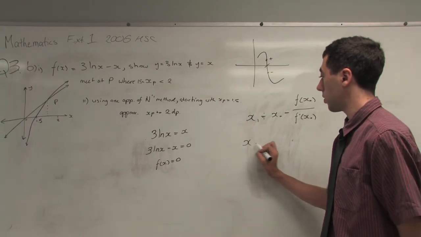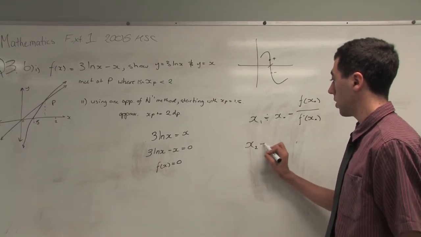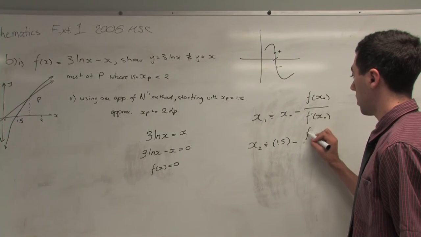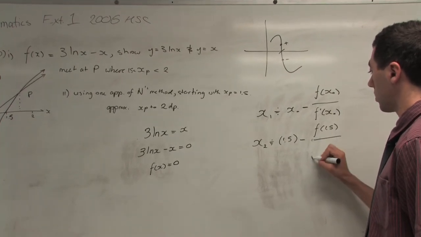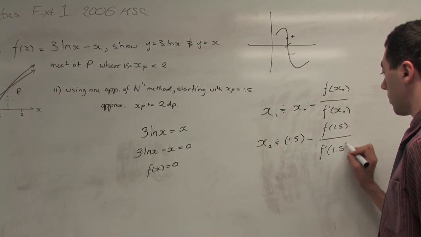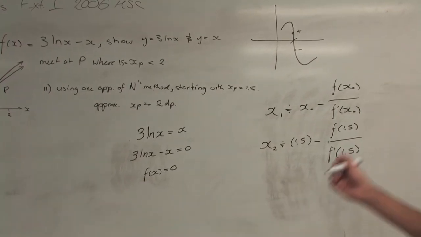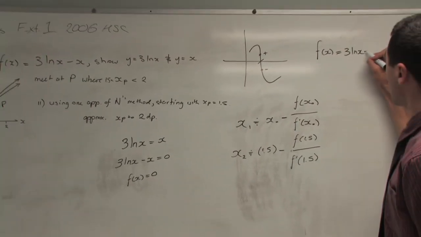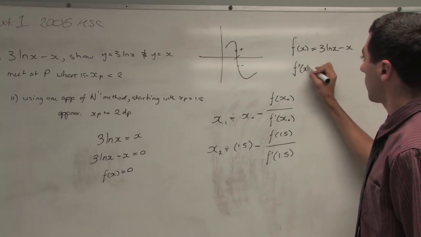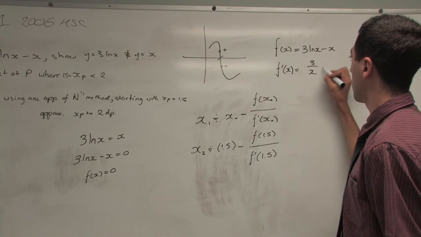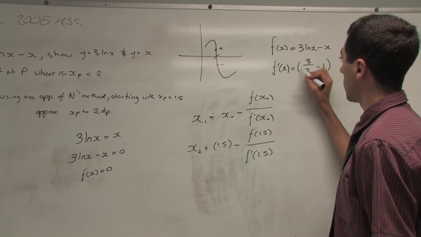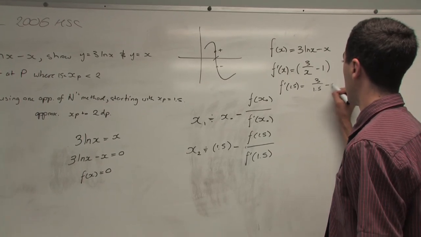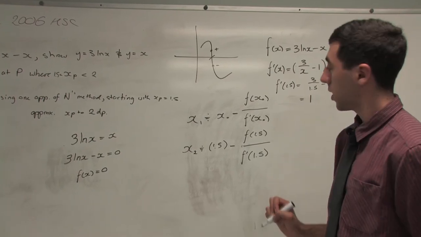So we now know that the second approximation, we'll call it x_2, is given by, we'll substitute, 1.5 minus f(1.5) over the derivative of f at 1.5. But we don't know what our derivative is yet, so as you know, we know how to differentiate our log functions and our x's. So we know that the derivative here is 3 over x minus 1. So if we substitute 1.5 in here, we'll get 3 over 1.5 minus 1, which is 1. So now we just substitute.